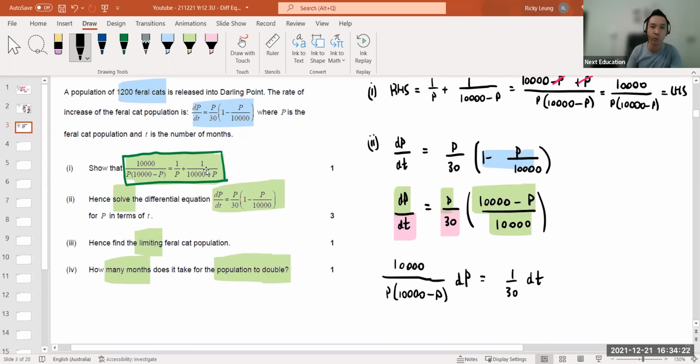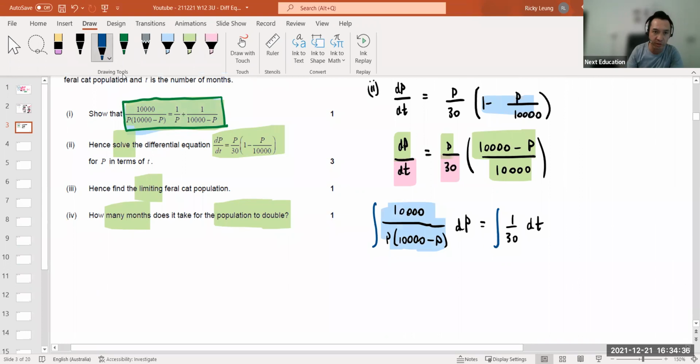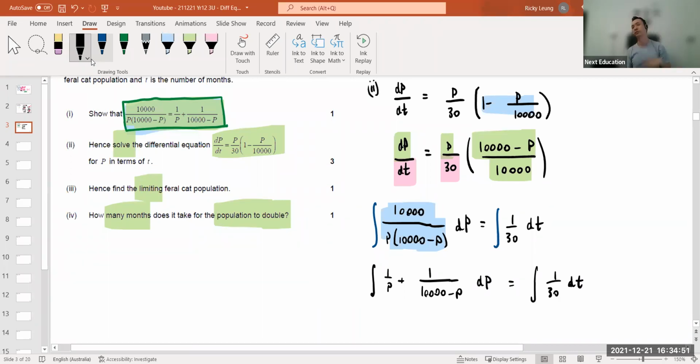We know, right, that this utilizes this box, where I'm going to replace. So I'm going to integrate both sides. But before I do that, I'm going to replace that blue with the 1 on P plus 1 on, yeah, to make it integratable, right? The integral of 1 on 30, that's a constant, dt. Exactly the same as before. So let's do this, right?